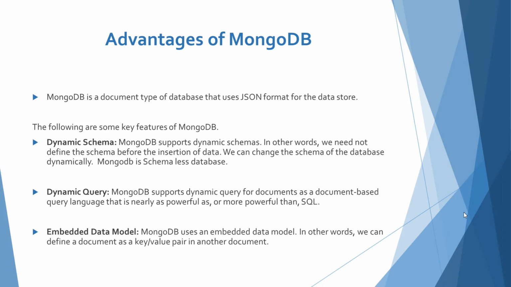In NoSQL and in MongoDB, there are no joins. We are not using any complex queries. We are using the simplest queries, and there are no joins and no foreign key support. Why? Because we are not creating any relationship between two tables. That is the reason these MongoDB queries are the simplest queries. MongoDB supports dynamic query for documents.